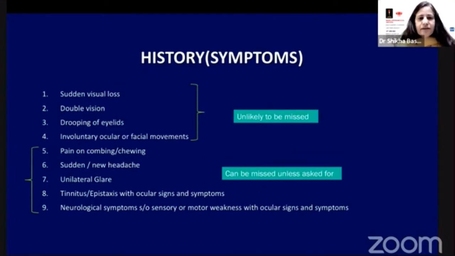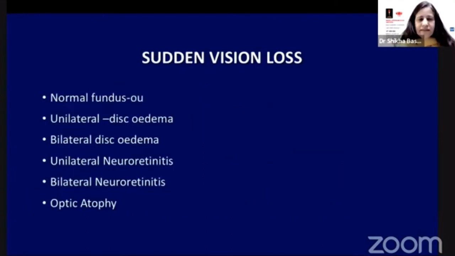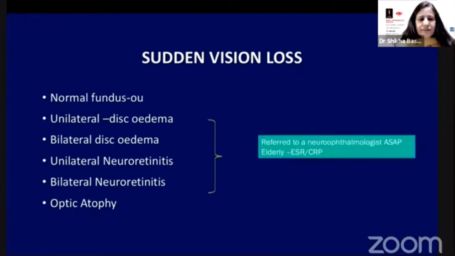Now we are going to look at each of these symptoms and combine them with different signs. Now a sudden vision loss can present with all of these. Patient can present with sudden vision loss with a normal fundus, unilateral disc edema, bilateral disc edema, unilateral or bilateral neuroretinitis or optic atrophy.